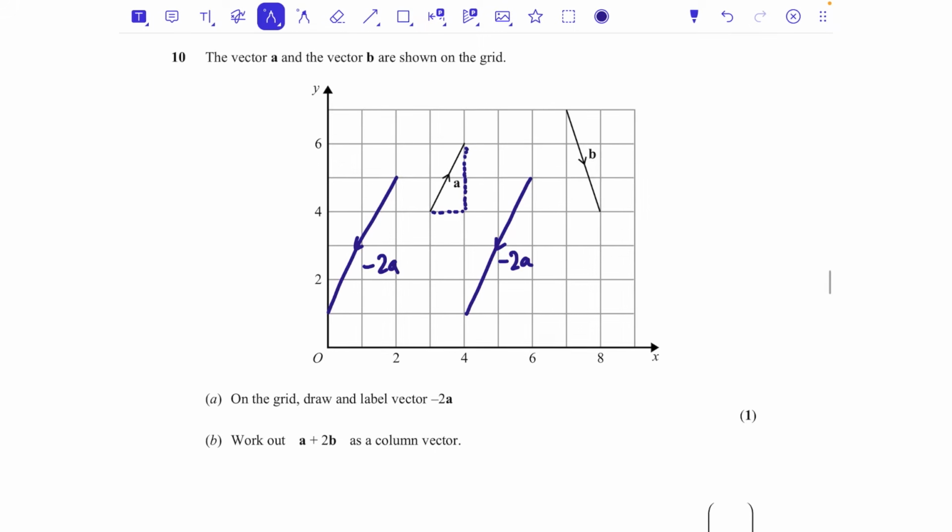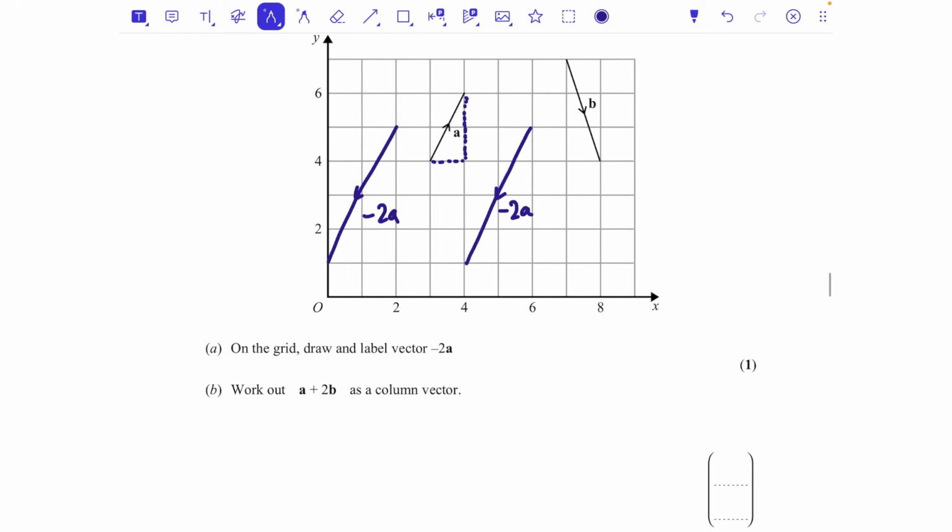Then it says work out a plus 2b as a column vector. So the vector a is 1 to the right and 2 up.